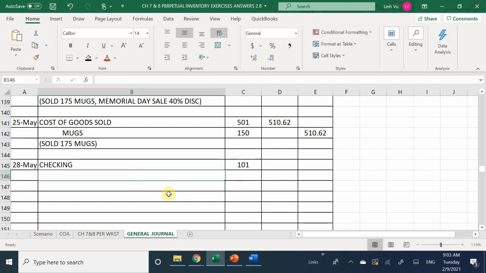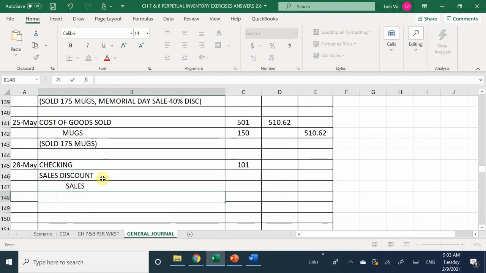Sales. Okay, we're going to recognize sales. Sales discount, exactly. We're also going to recognize our sales discount because we offered him an additional 10% on that. Yeah, I think I put sales discount. And then now we can go ahead and recognize our sales.